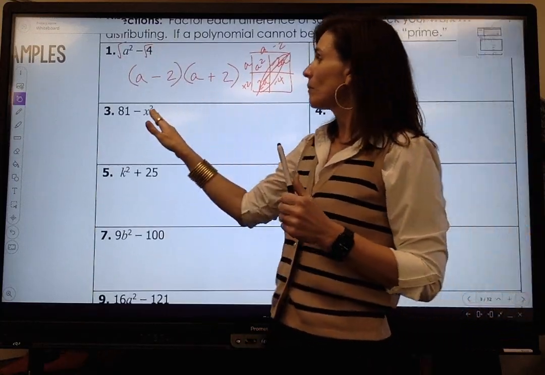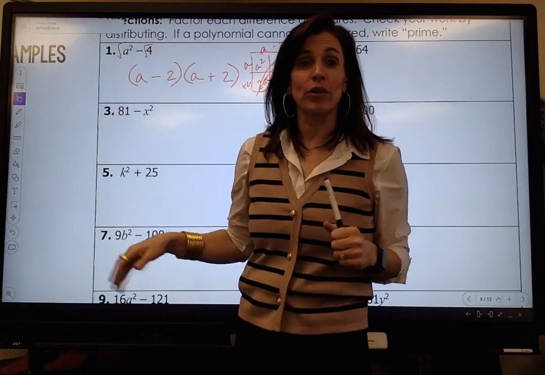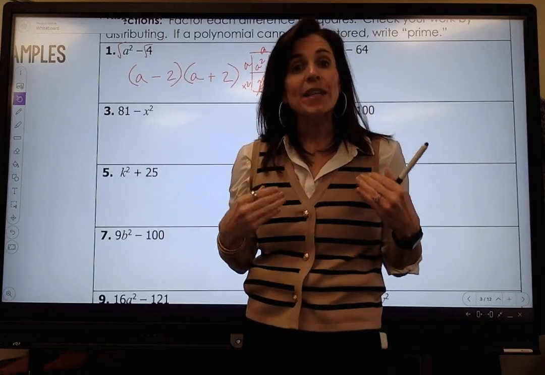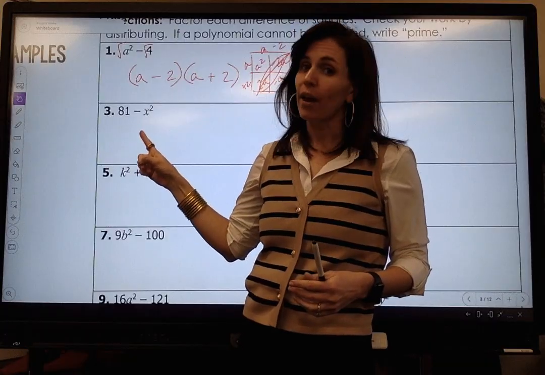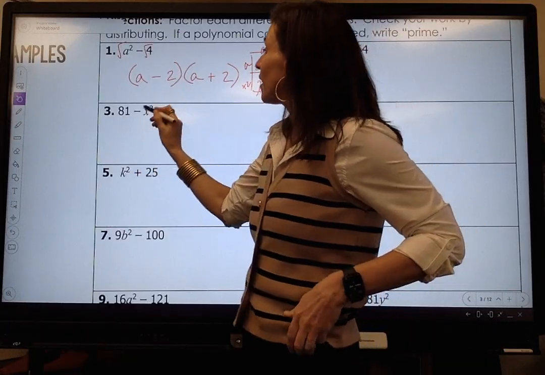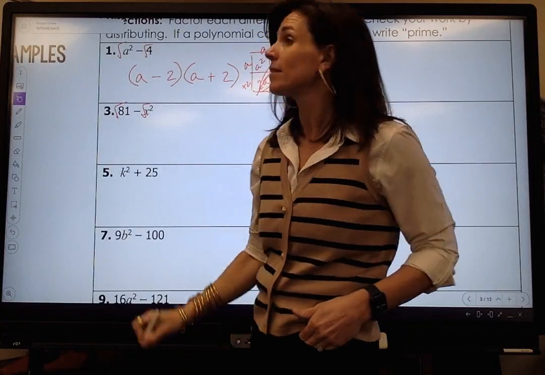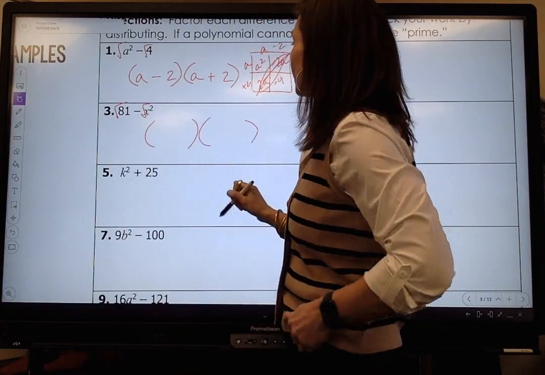Okay. Do not change the order here. Usually we look at variables first, but don't change the order. It fits the pattern. Is there a GCF? No. But does it fit the pattern, a square root and a square root and a subtraction sign? Yes. So I break it up into 2 parts.